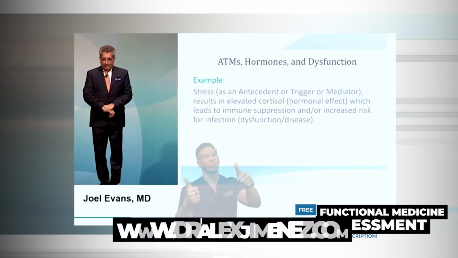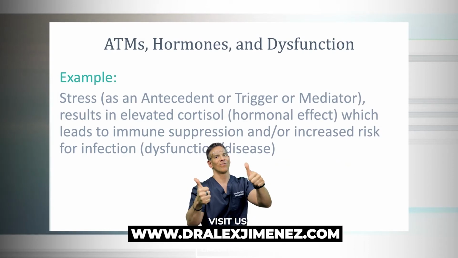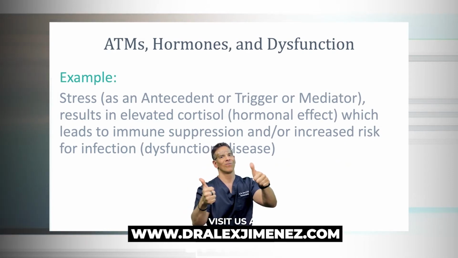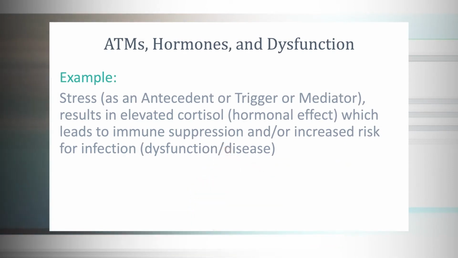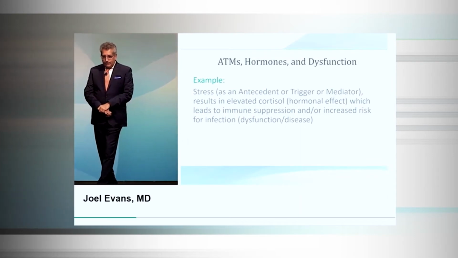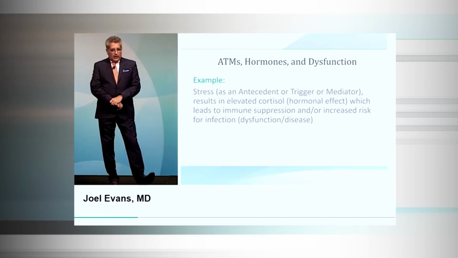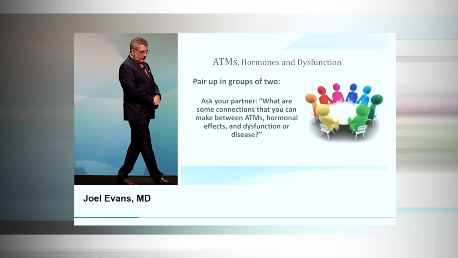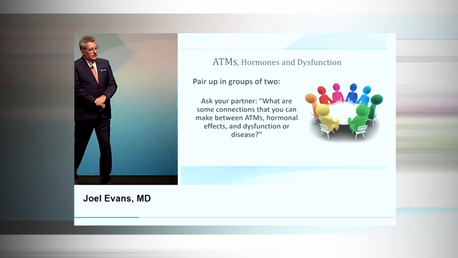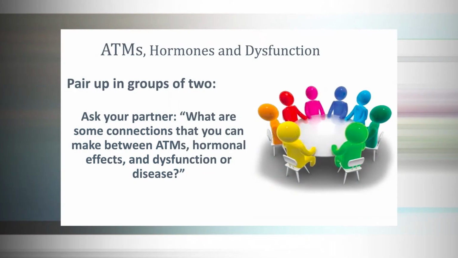Stress, as we know, can be an antecedent, a trigger, or a mediator. Stress causes elevated cortisol, which leads to immune suppression and increased risk for infection. So, what I'd like you to do is talk about ways that you can identify connections between ATMs, hormonal effects, and dysfunction.